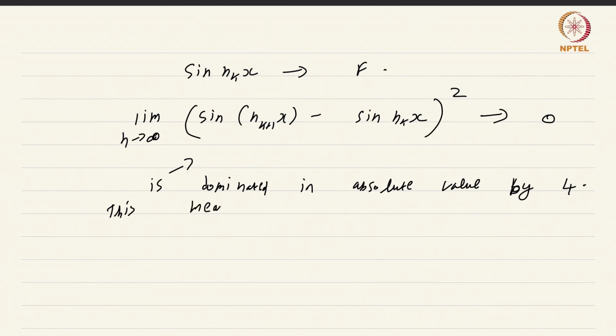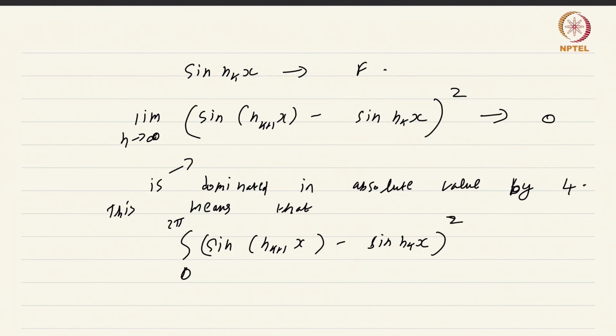This means that the integral over 0 to 2 pi of (sin(n_{k+1} x) minus sin(nk x)) whole squared, this limit must be 0 as k goes to infinity. One second, I made a slight error. This is k going to infinity. Okay, so what was I saying? Yeah, since this is dominated by 4, the limit of the integral must be 0 by the dominated convergence theorem.